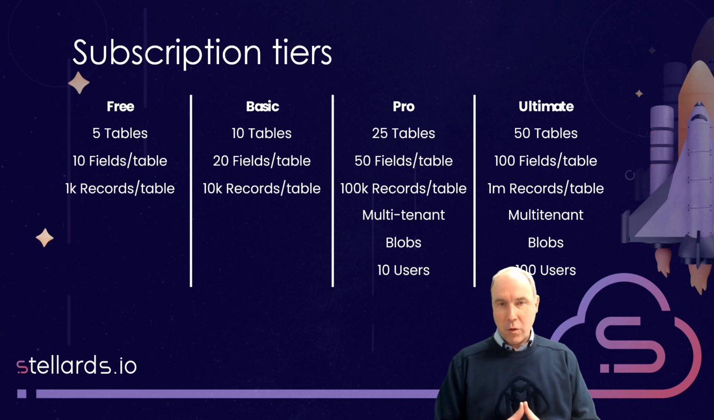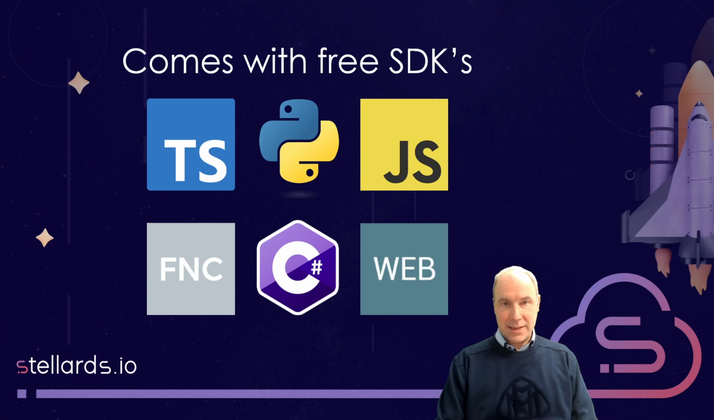I mentioned predictable costs. Well, we have 4 simple subscription tiers with a fixed cost. It starts with a free subscription, and then you have the basic, pro, and ultimate levels. The main difference here is the number of tables, fields, and records that are available to you, and as such you can select what subscription tier fits your application needs the best.